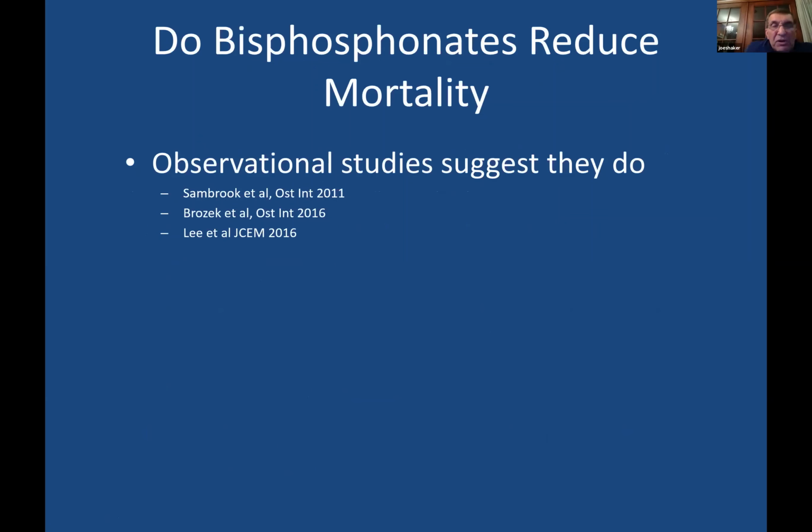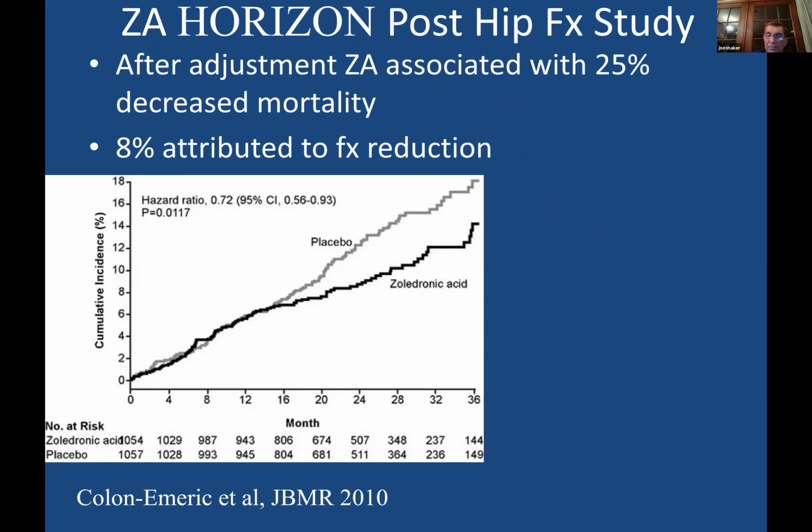Now, one thing that's come up in recent years is, do bisphosphonates reduce mortality? And this is obviously an interesting question because it could be another benefit. Observational studies with the oral suggest they do. I'm a little skeptical because we've been burned a few times. But this is a randomized trial. This is where people got 1 dose of zoledronic acid, IV, after a hip fracture. And as you can see, there was about a 25% reduction in mortality, about a third of which was attributed to fracture reduction. The other 2/3, not really clear, but not fracture reduction.